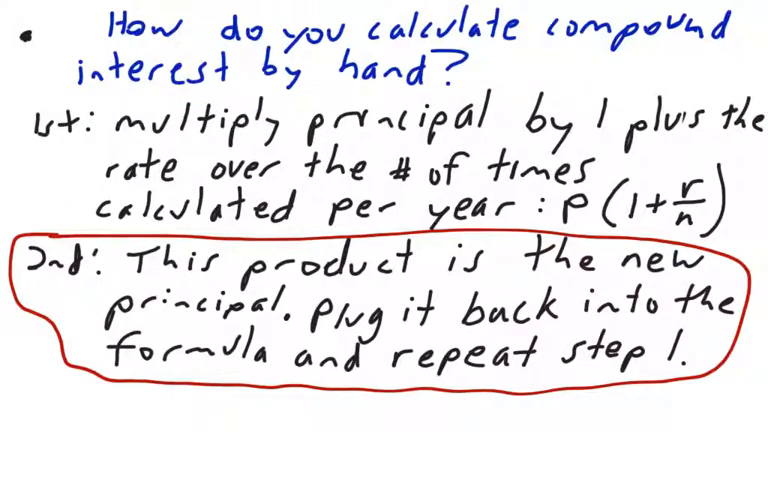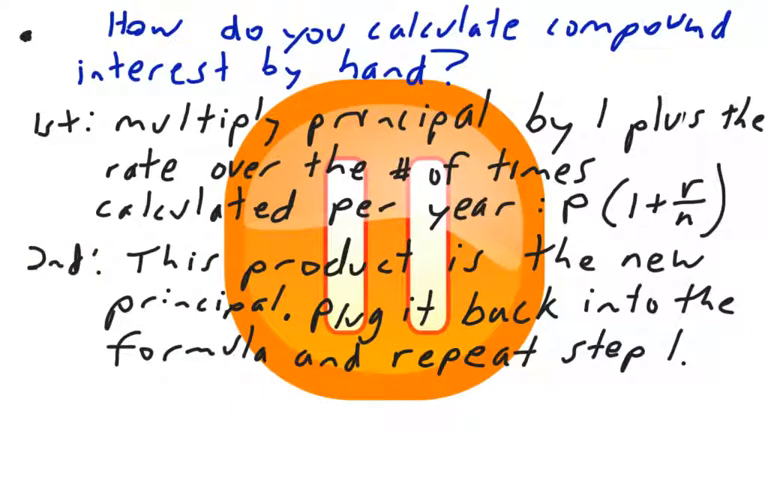And then this is why it's not simple interest, because on the second step, the product is the new principal. So plug it back into the formula and repeat step 1. So your principal keeps changing every time the interest is calculated. And this is what can make the interest add up and add up. If you need extra time, just pause the video.